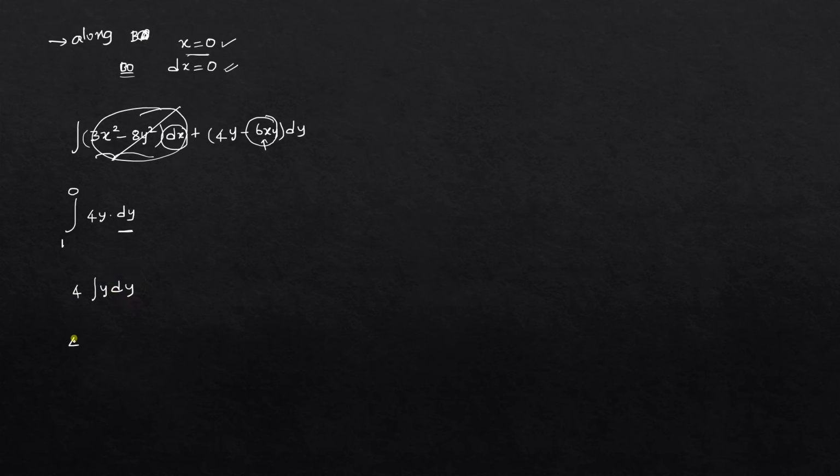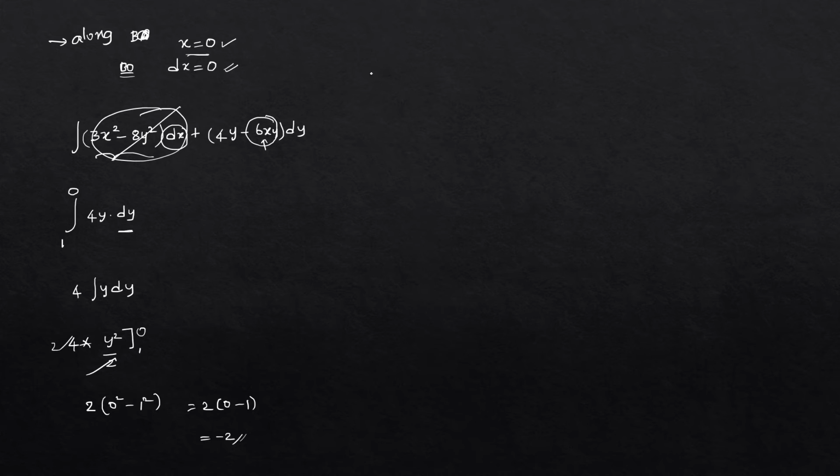So what is integral y? Integral y is y square by 2. Y square by 2, with limits 1 to 0. So that means 2 ones are 2, 2 twos are 4. So 2 into upper limit 0 square minus lower limit 1 square. So it will be 2 into 0 minus 1. That will be minus 2.